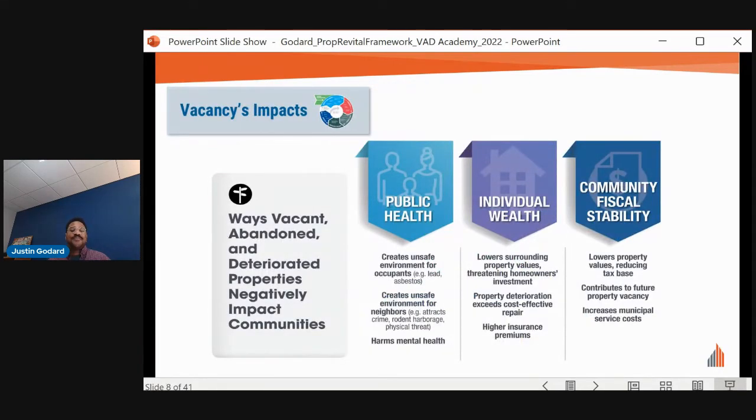Finally, VAD properties produce deeply damaging impacts on community health, wealth, and stability. They affect personal and public health by exposing people to unsafe buildings and by attracting crime and gun violence. They negatively impact surrounding property values and create conditions where costs to repair properties dramatically outweigh their overall value. They lower local government's ability to generate revenue for services such as parks and schools, while simultaneously generating increased need for services such as fire and rescue to address safety concerns.